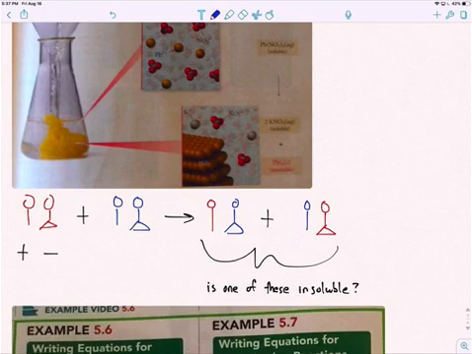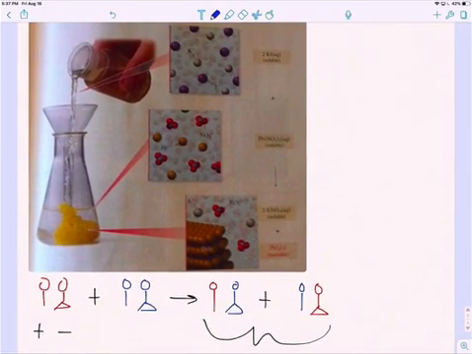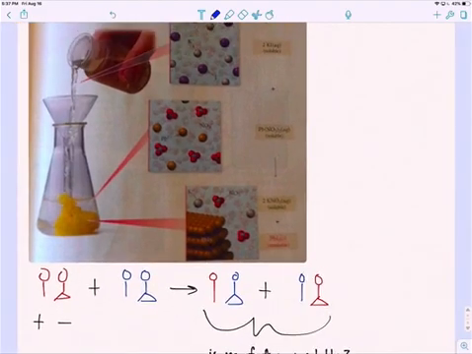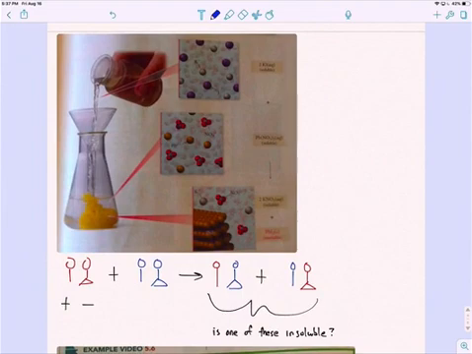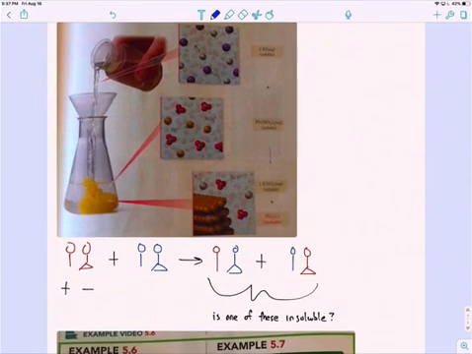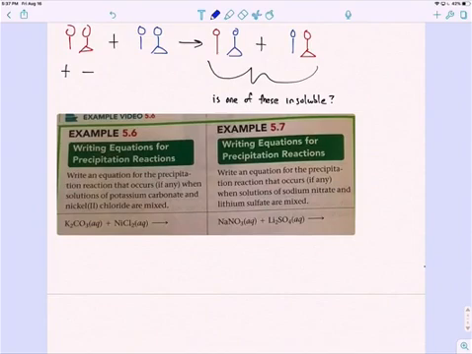So when you have an equation like this, when you have potassium iodide and lead nitrate, you have to look to see if the combination will result in an insoluble compound. In this case, it'll be potassium nitrate or lead iodide. And in this case, lead iodide is in fact insoluble. So let's look at these. Writing equations for precipitation reactions.